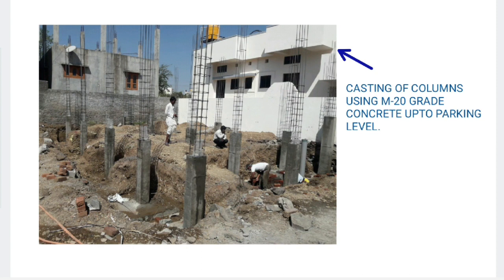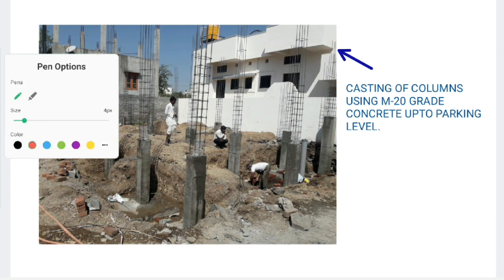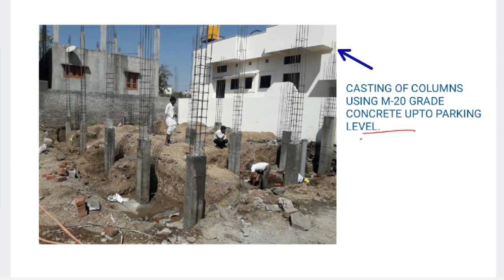So here you can see in the figure, we are curing the columns as well as footing using bags. A continuous pouring of water will be going on. If you use this, you can go for the curing. Once the footing concreting is completed, we'll be going for the casting of the columns using M20 grade concrete up to the parking level.